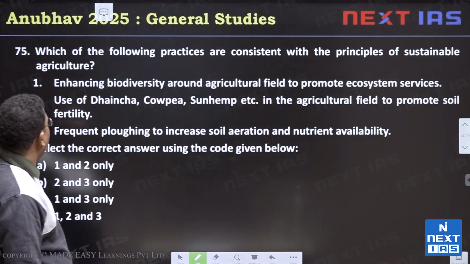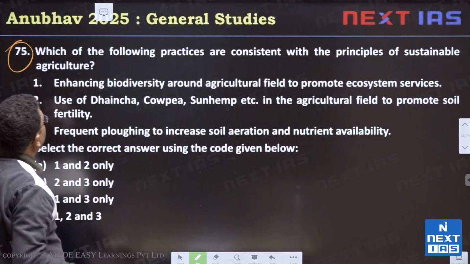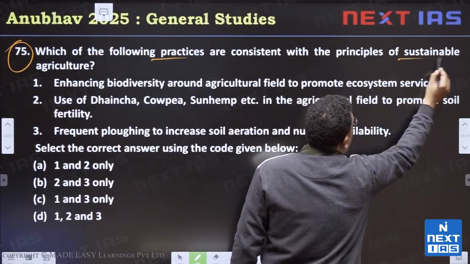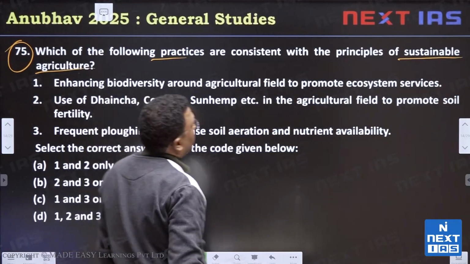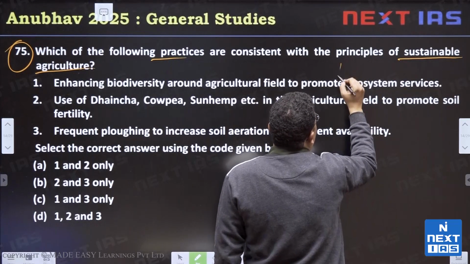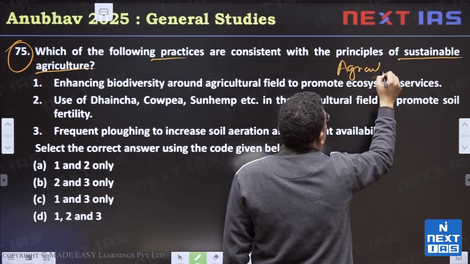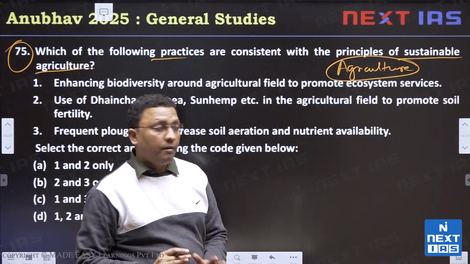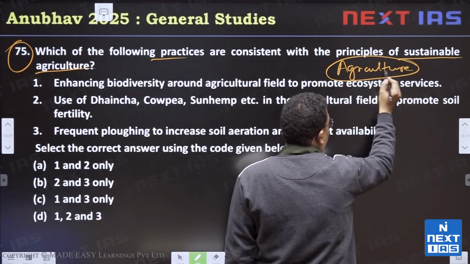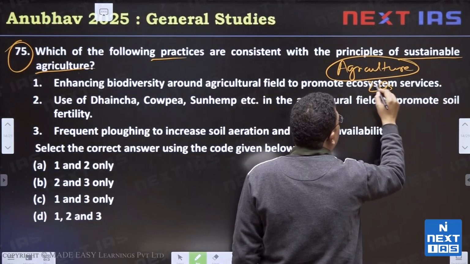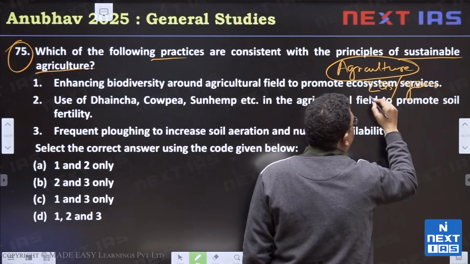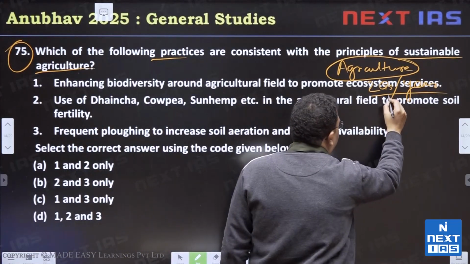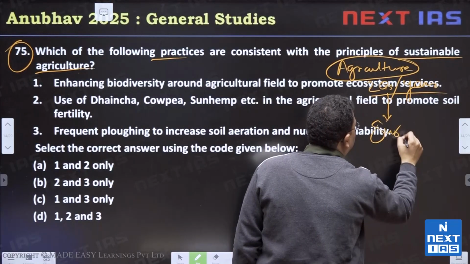Now let's move on to our next question, that is question 75. It says, which of the following practices are consistent with the principle of sustainable agriculture? First of all, this is a question from the topic agriculture. This is a very important topic from the prelims exam point of view. In the recent years UPSC has been asking 1 to 2 questions from this topic almost every year. And if you see the trend of previous year questions, in the recent past, UPSC has been focusing on sustainable agriculture.